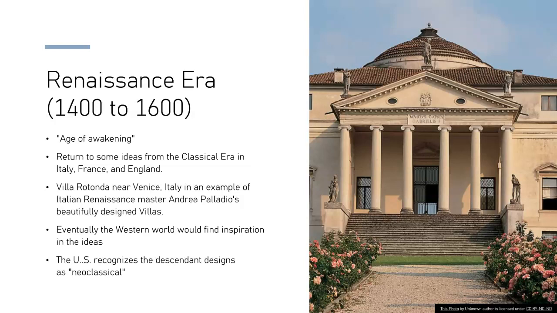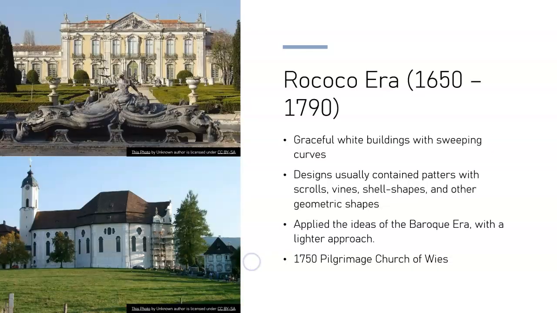Pictured is an example of one of the villas, Villa Rotonda, near Venice, Italy, which Italian Renaissance master Andrea Palladio designed. He was an example of one of the architects during this era. So the Western world would find inspiration with this type of architecture, and the U.S. would later recognize the descendant designs of this as neoclassical, which is later on down the line of architecture.